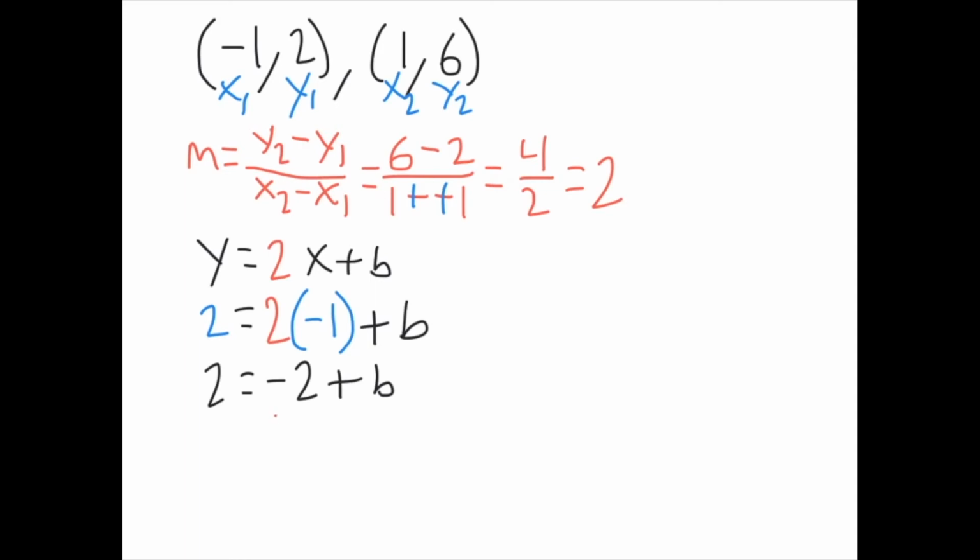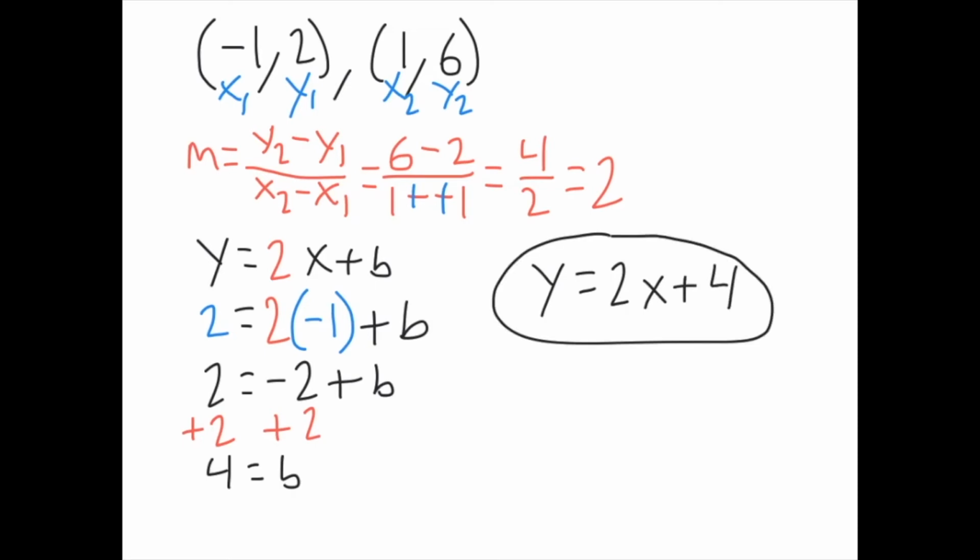So it's a -2, so we add 2 to both sides to solve for b. And that'll give us 4 equals b. So in this case, b is 4. So now we go back into this equation and plug in our b. So that'll give us y equals 2 for the slope, x plus b, and b was 4. So again, this gives us an equation.